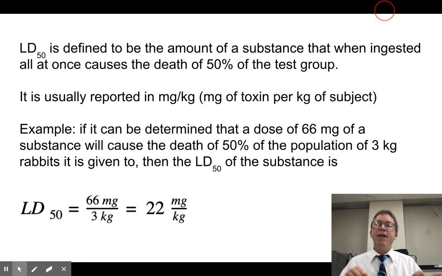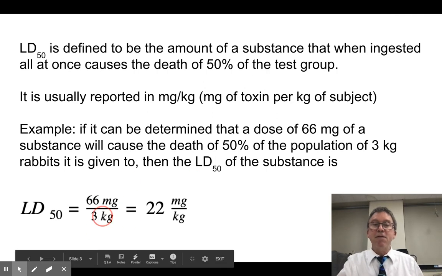Okay, so let's just say that we determine that a dose of 66 milligrams of a particular substance will cause the death of 50% of a population of lab rabbits that were exposed to this, and these rabbits have an average mass of 3 kilograms. So we say then, for the LD50, this would not be 66 milligrams because that's what it takes to kill a 3 kilogram rabbit. So instead we'd say, well, it was 66 milligrams per 3 kilograms of rabbit, which gives us a standardized LD50 of 22 milligrams per kilogram.